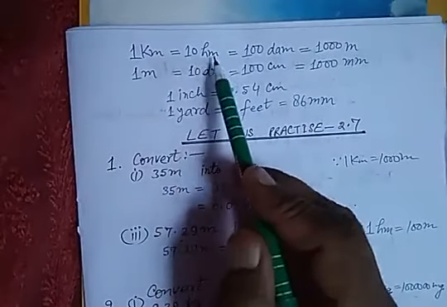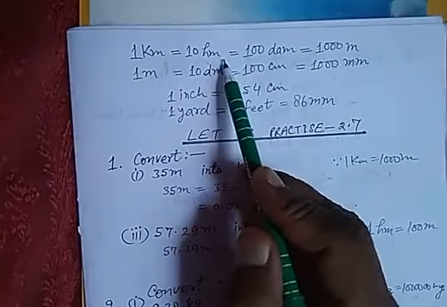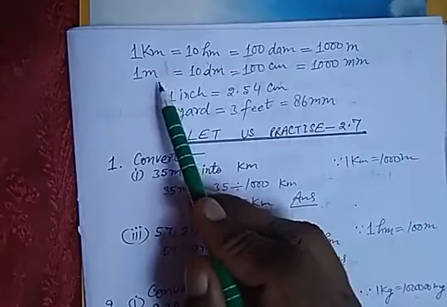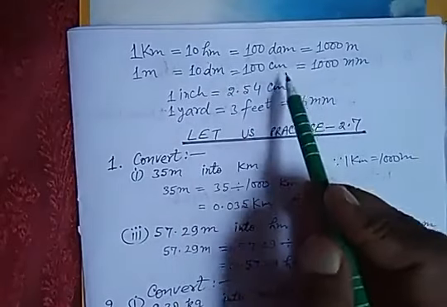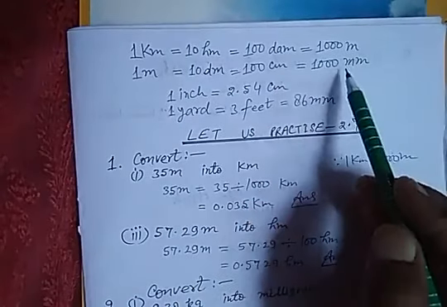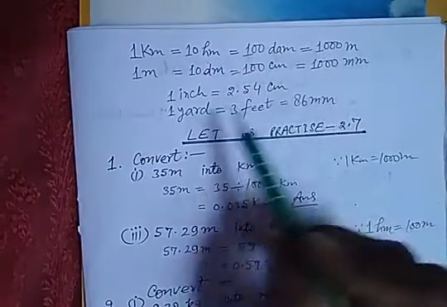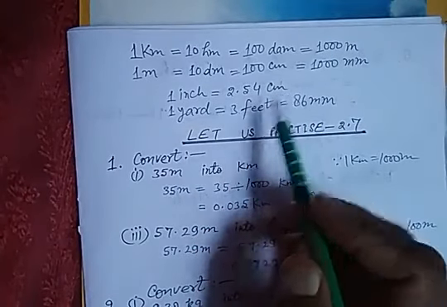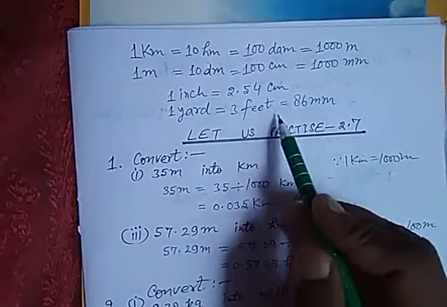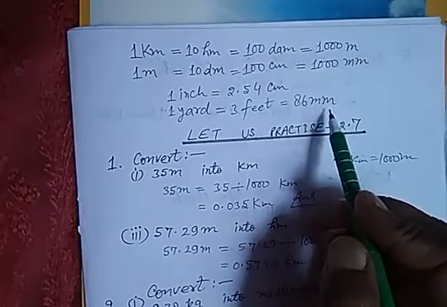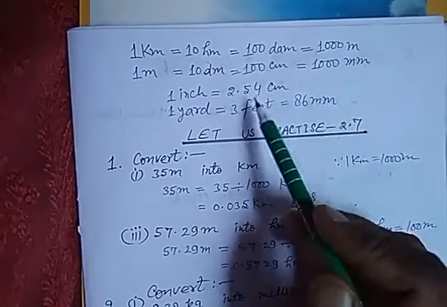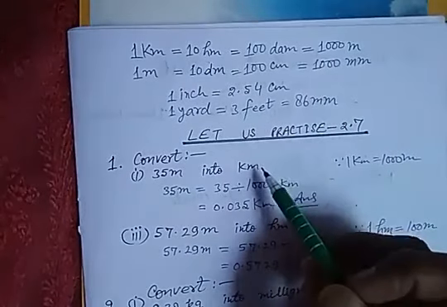Now, 1 kilometer is equal to 10 hectometer is equal to 100 decameter is equal to 1000 meter. 1 meter is equal to 10 decimeter is equal to 100 centimeter is equal to 1000 millimeter. 1 inch is equal to 2.54 centimeter, and 1 yard is equal to 3 feet is equal to 86 millimeter. You have to write it in your classwork. Now we have to solve.